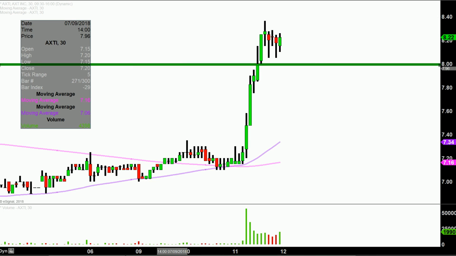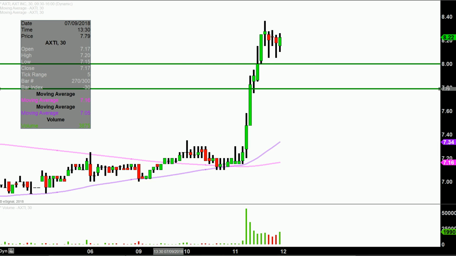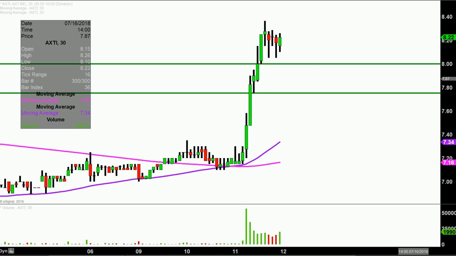Next level of support after that would be down here at this consolidation area right around $7.75. So $8, $7.75 going to be those two near term levels of support.